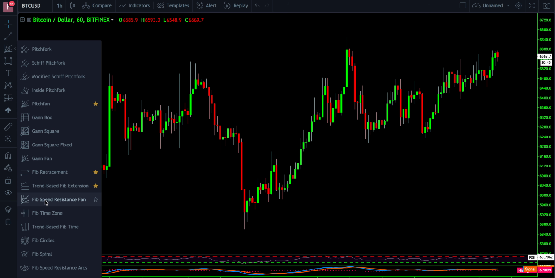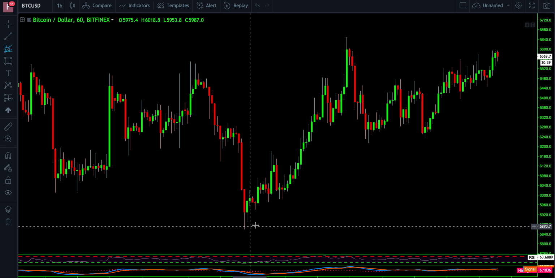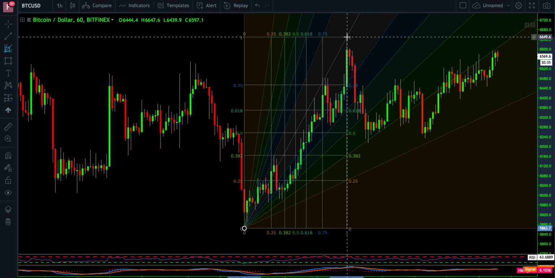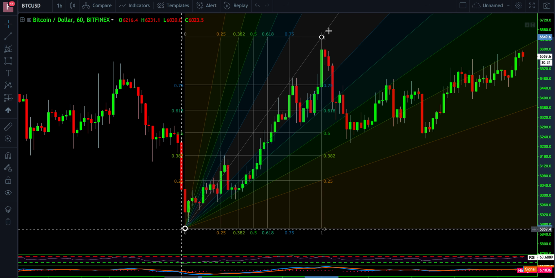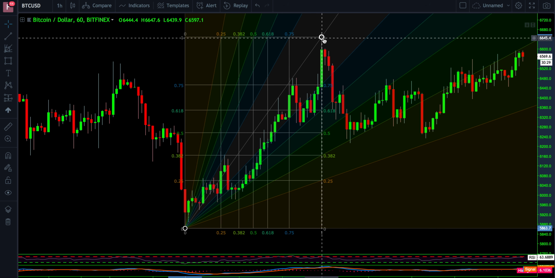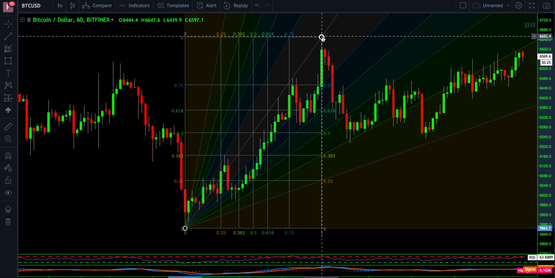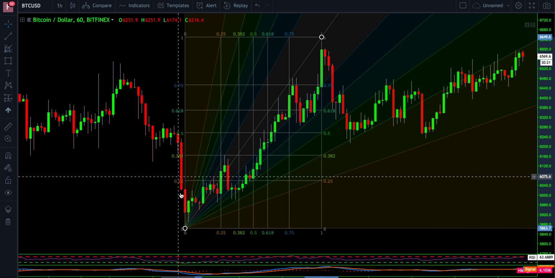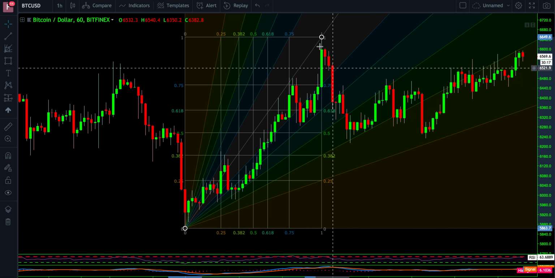So it's a pretty simple tool here. It's Fib Speed Resistance Fan. So you click on that, and generally you pick a low point and a high point. So this can be done in either direction. You can either pick a low point and a high point, or a high point and a low point. Now, these points have to be pivot points in the market. So you need some type of pivot. So here's a pivot of trend direction. Here's a pivot of trend direction.